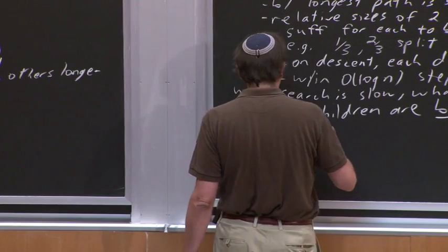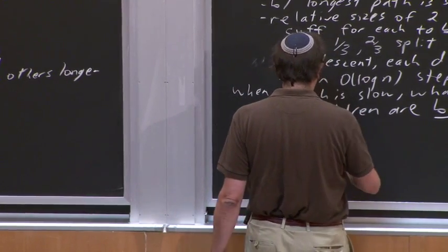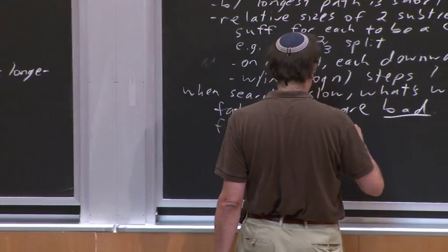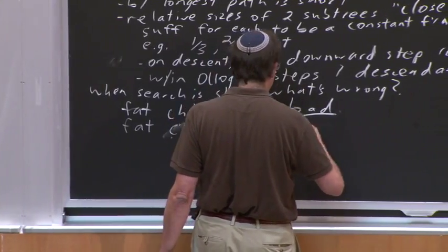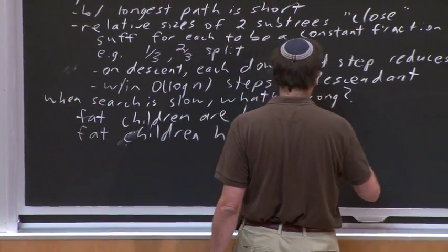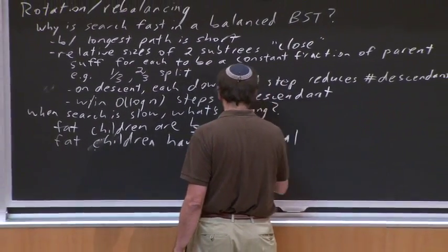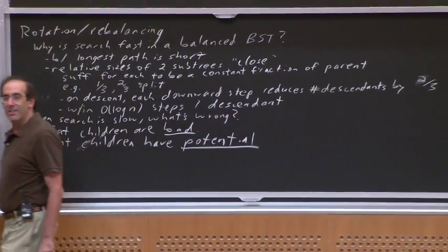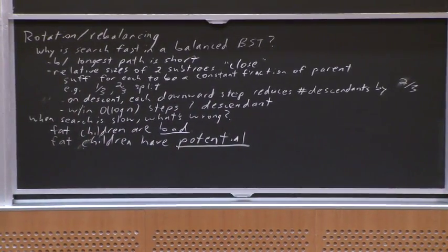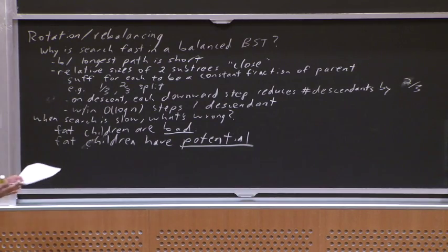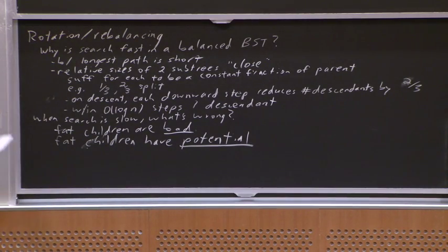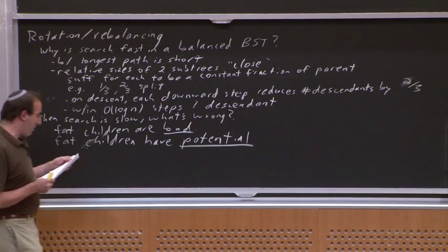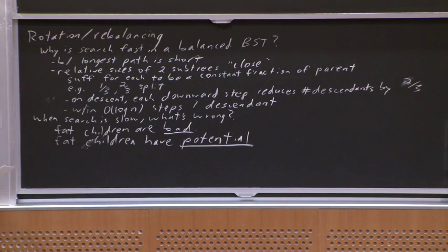What I'm going to say is that fat children have potential. And again, this is what the parents will always tell you, right? Okay, right now he's sort of a lump, but he has potential, okay? So this is the perspective that we're going to explore for this data structure.